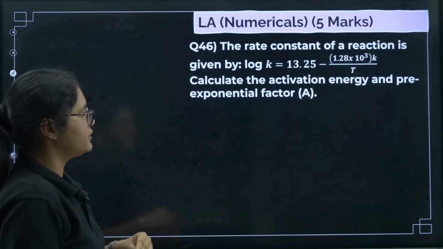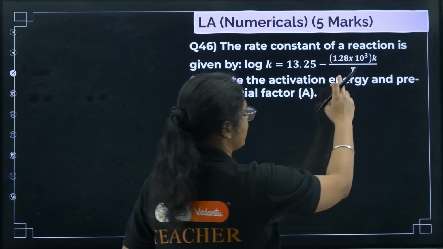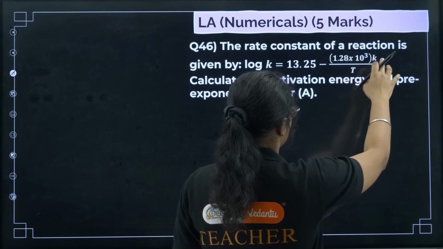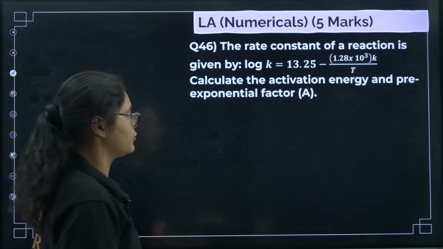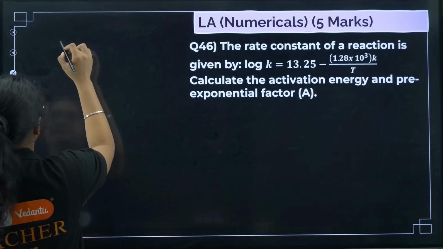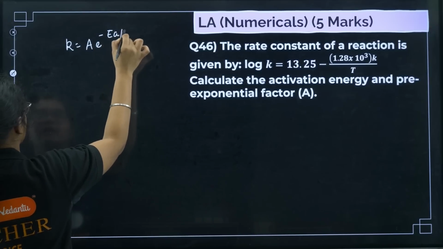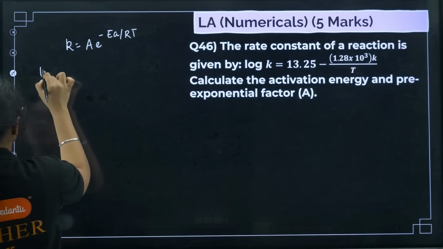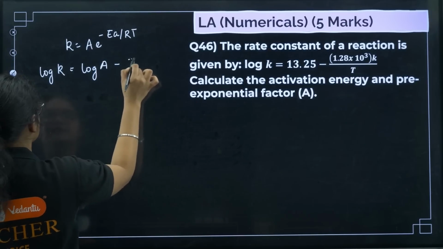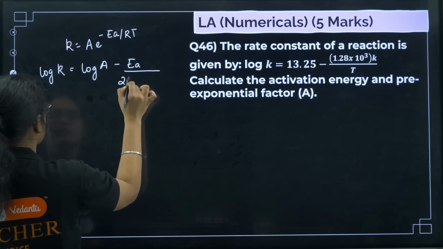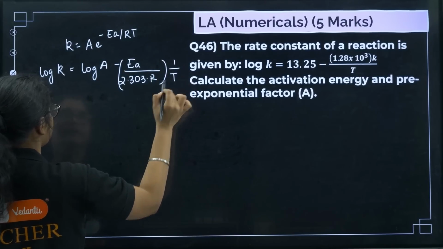The rate constant of a reaction is given by log K is equal to 13.25 minus 1.28 into 10 to the power of 3 K divided by T. Calculate the activation energy and the pre-exponential factor. Okay, so you have this equation, K is equal to A into e to the power of minus EA by RT. Now if I write it in terms of log, I'll get log K is equal to log A minus EA by 2.303 R into 1 by T.